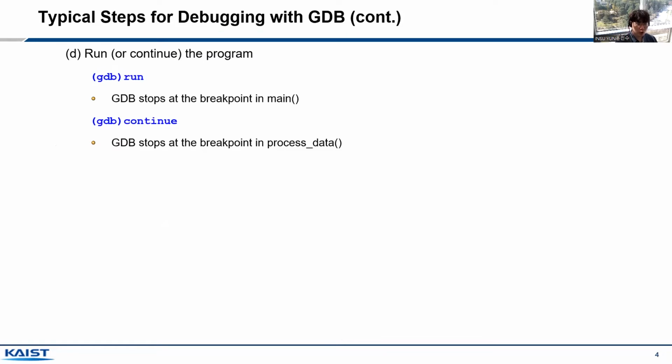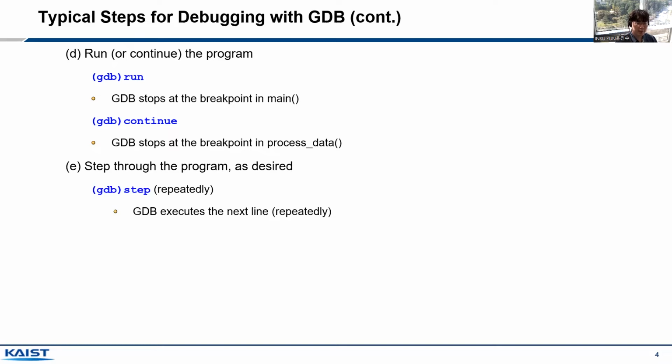Then what we need to do is run the program. To run the program, you can type a command called run, and GDB will run the program, and it will stop at the breakpoint that we set. Here, since we set breakpoints at main and process_data, main is the first function that would be executed, so your program will stop at main. After that, if you want to continue the execution, you can type a command called continue. Then GDB will stop at the next breakpoint, which in this case would be process_data.